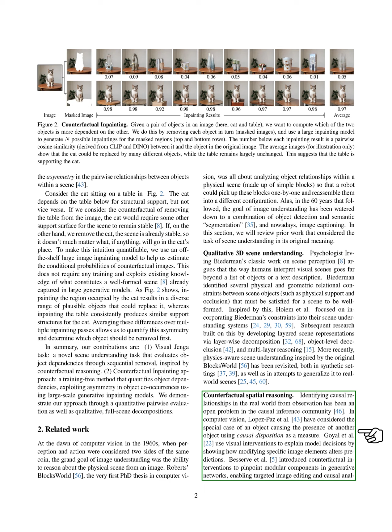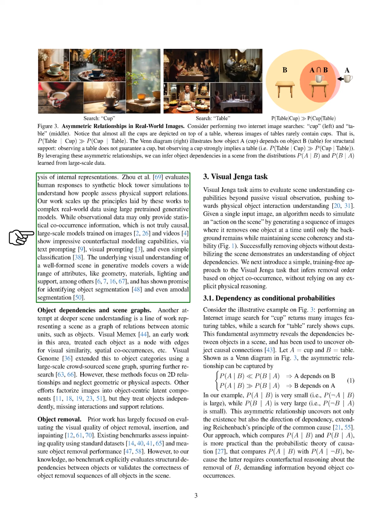Goyle and others utilized visual changes to clarify model decisions by demonstrating how altering specific image elements affects predictions. Besserve and their team introduced counterfactual interventions to identify components in generative networks, allowing for targeted image editing and causal analysis. Joe and colleagues studied how people respond to simulated block towers to understand physical support relationships. We build on these principles, applying them to complex real-world data with large pre-trained generative models.